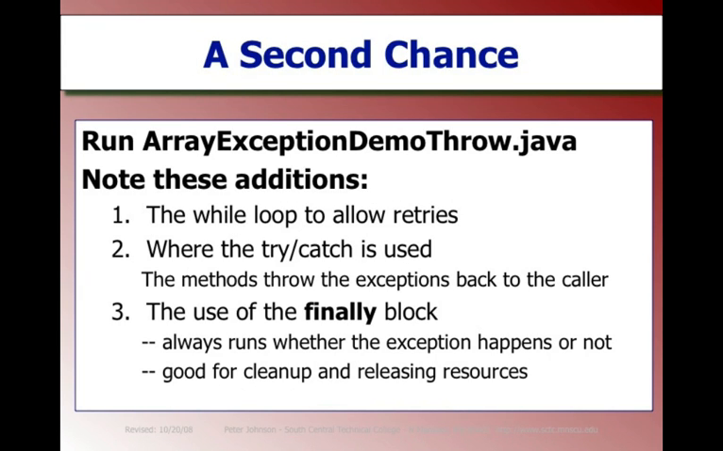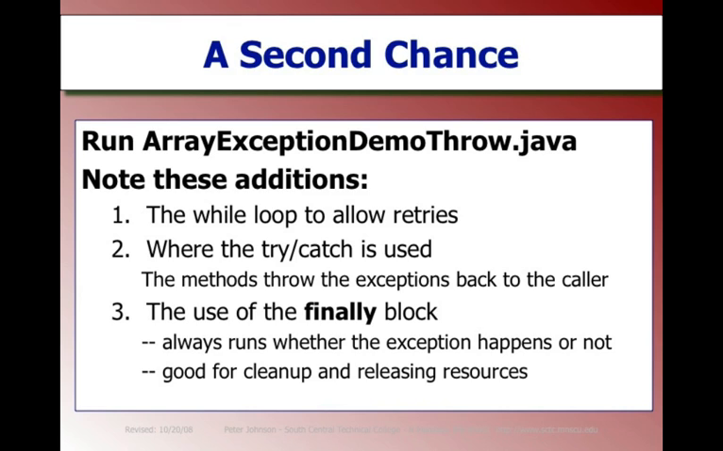Now here's how you give the program a second chance. So we're going to look at the ArrayExceptionDemoThrow, and then look at these 3 additions that are included in the code. First, I set up a while loop so the user can retry things. And then where the try catch is used, the methods throw the exceptions back to the caller. And the third addition was I added a finally block.